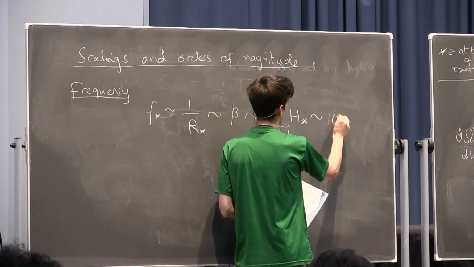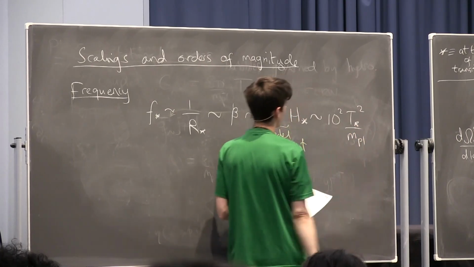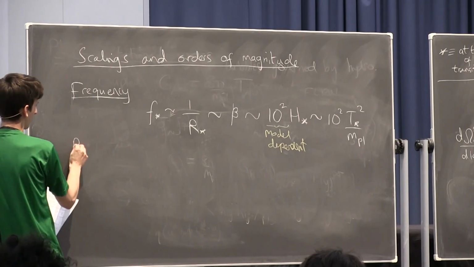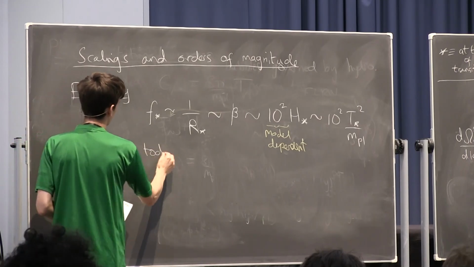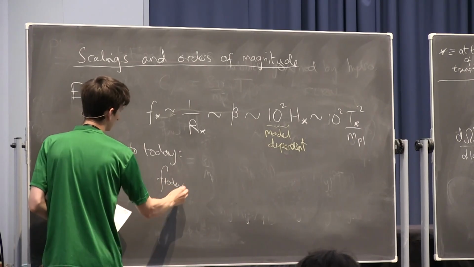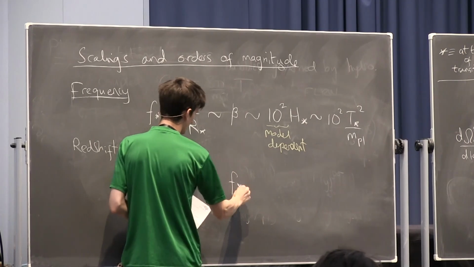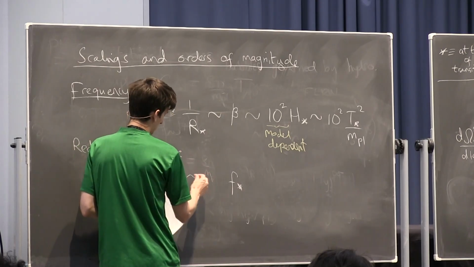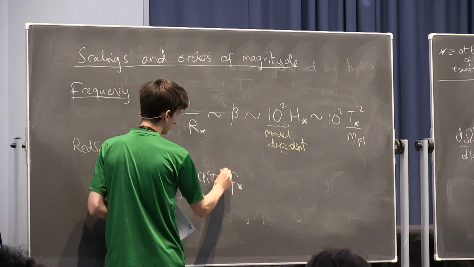Which gives us 100 times T star squared on M Planck, assuming radiation domination. Now let's redshift to today. So we want F today. And this should be equal to F at the time of transition, appropriately redshifted. And the frequency will be decreased. So it's this way round.